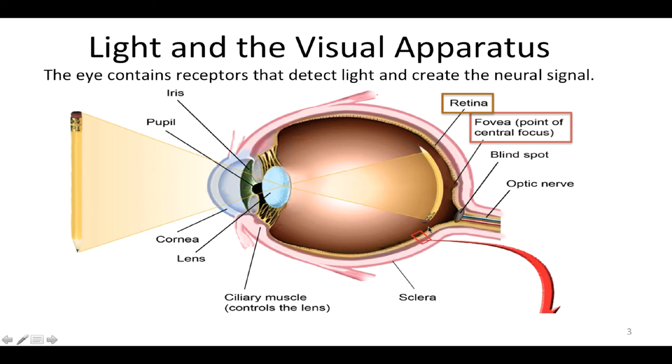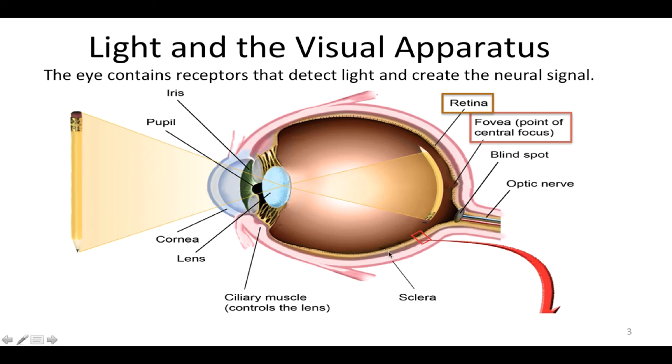In any case, the light that travels to the back of the eye is absorbed by the receptors in the retina. And notice there's an area here of the retina called the fovea. The fovea is the point of central focus. It's where an object that we are looking directly at gets processed. And it's an area that has a high density of visual receptors, allowing us to see in the greatest amount of detail.